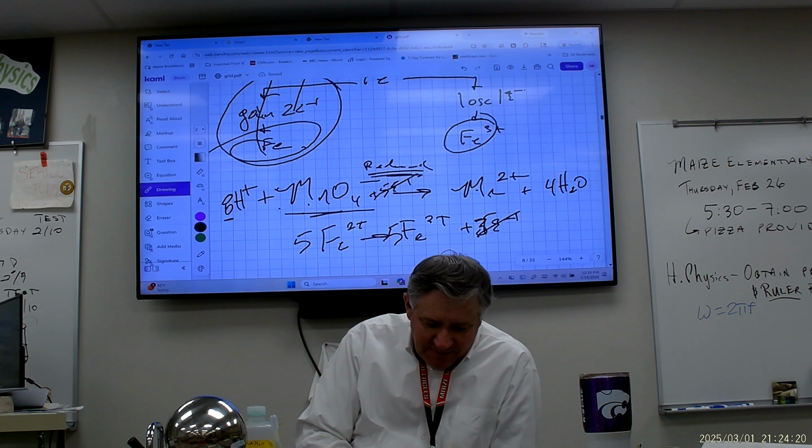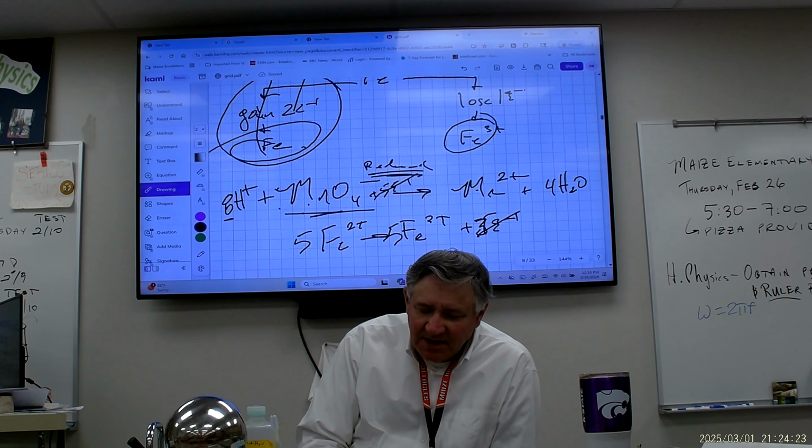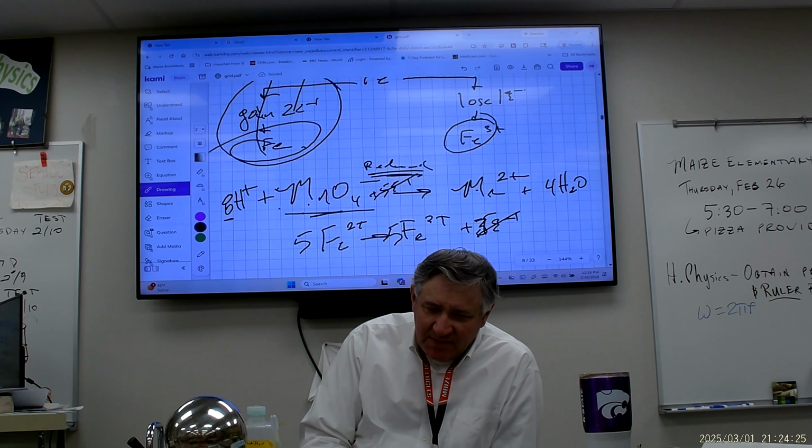On number 13 on this stoic, okay, you have a strip of magnesium dropped into a solution of silver nitrate. Write the net ionic equation for this reaction. If this is wrong, everything is going to be wrong.